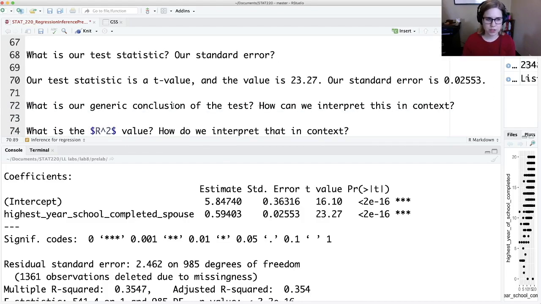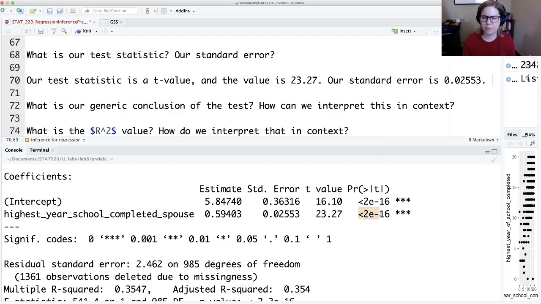And then the question is, what's the generic conclusion of the test? If we wanted to, we could compute the p-value ourselves, but it's just as easy to read it from this last column, which says Pr for probability. So the probability of finding a t-value that is greater than the absolute value of 23.27. So on the tails, either greater than 23 or less than negative 23, that p-value has been computed for you by R, and it's this number right here.